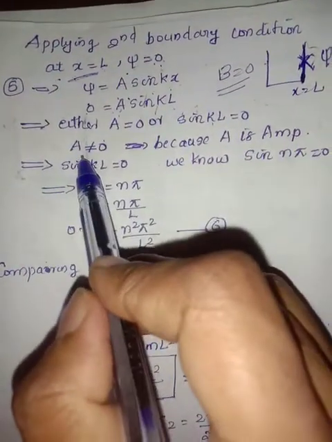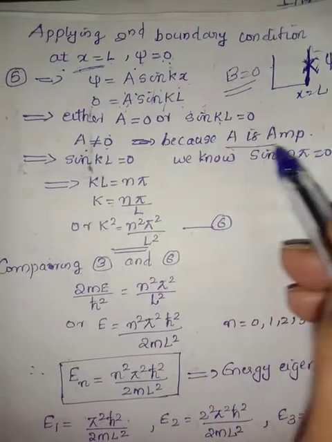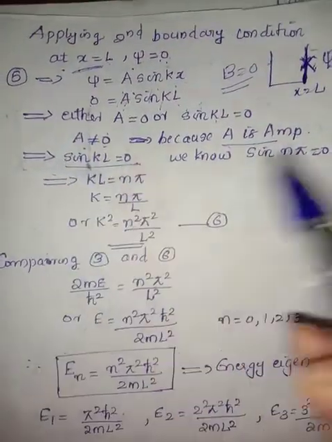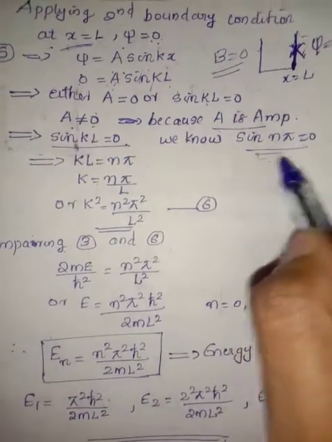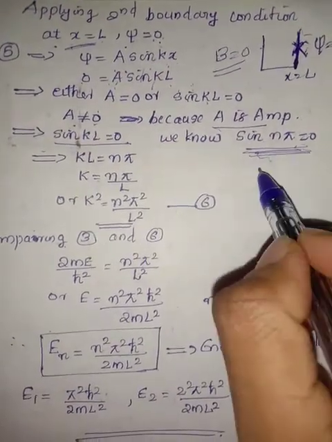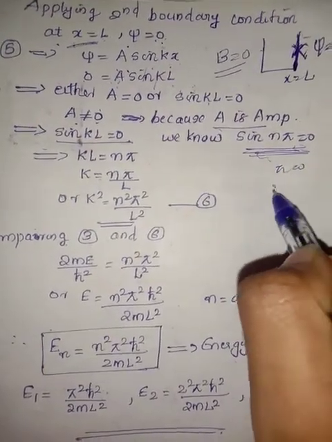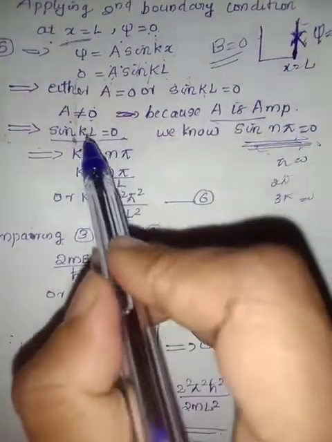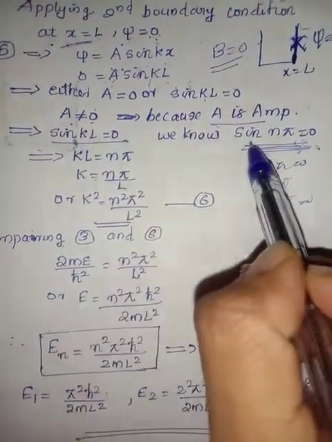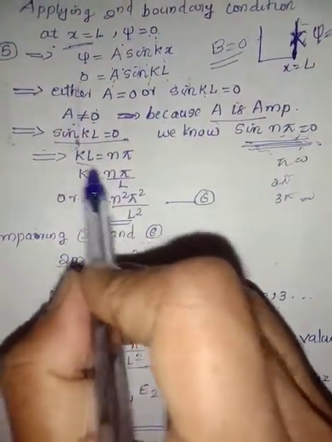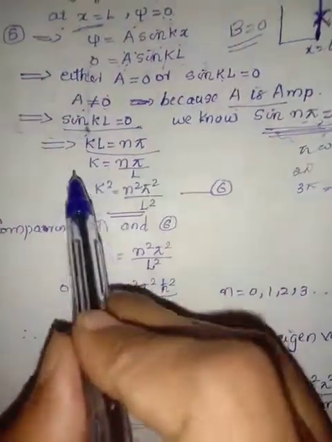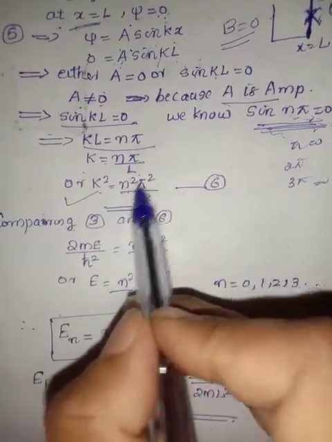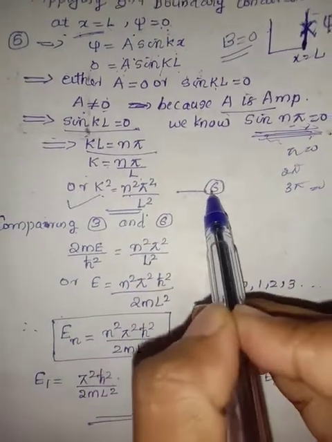But A is not equal to 0 because A is the amplitude. So the possibility is sin kL is equal to 0. We know that sin n pi is equal to 0: sin pi is 0, sin 2 pi is 0, sin 3 pi is 0. So we can equate kL is equal to n pi, or k is equal to n pi by L. From that, k square is equal to n square pi square by L square, equation number 6.